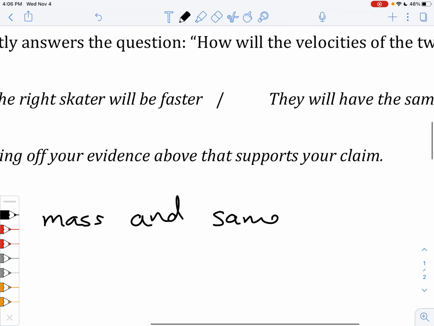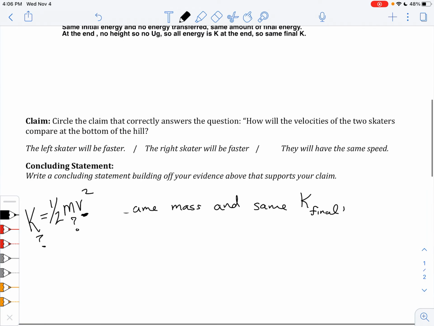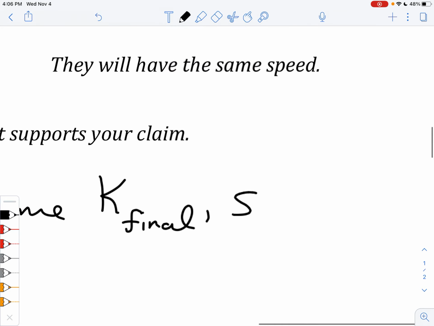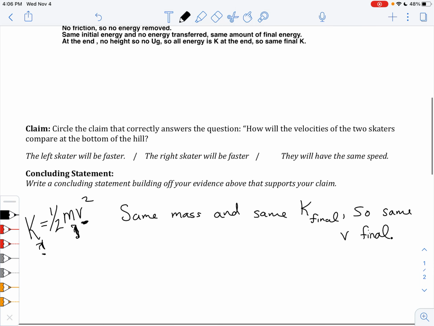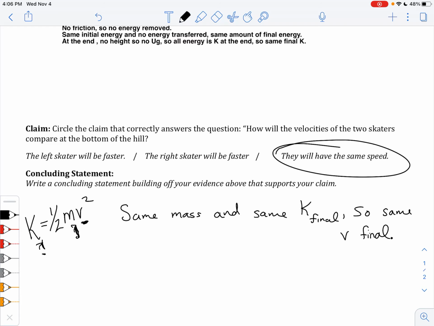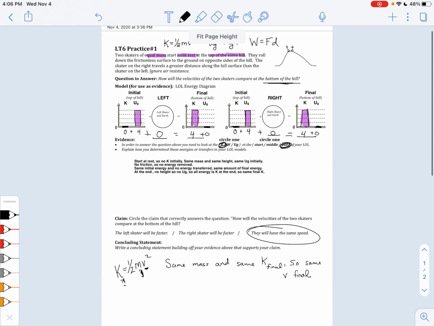And same K final. So looking at the equation, same mass, same K final, so same V final. Notice here I wrote my concluding statement before I circled the claim. Totally okay to do that. You may not be able to look at this and know the claim from the get-go. So now I look at that, I can say, hey, they have the same speed, okay? And I've concluded that. So that is number 1. There you go.